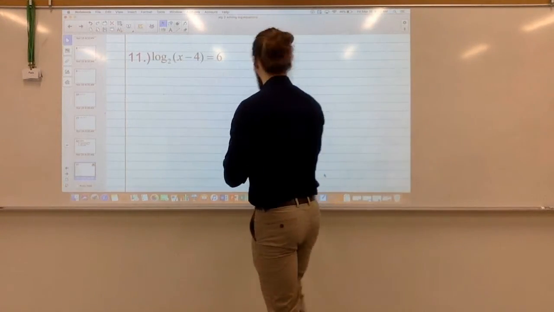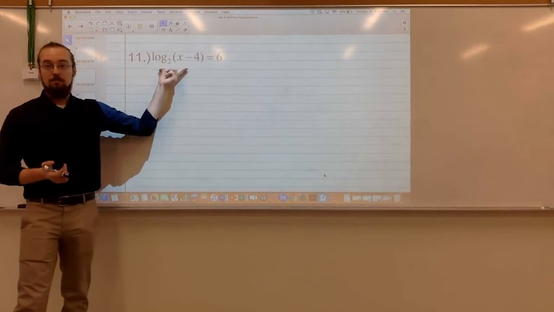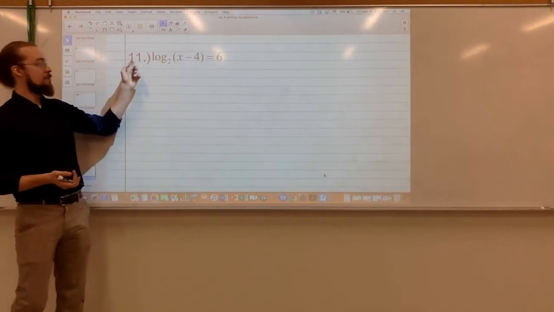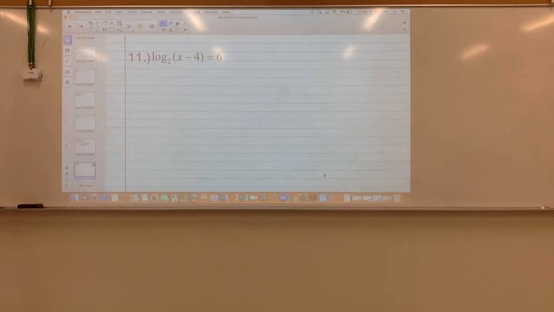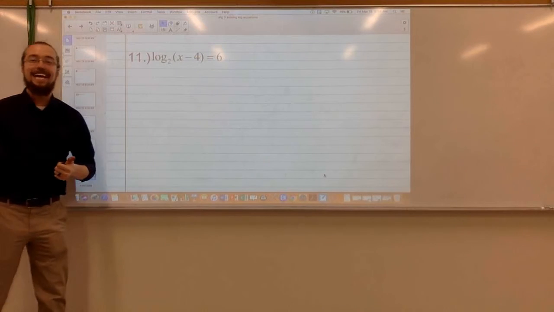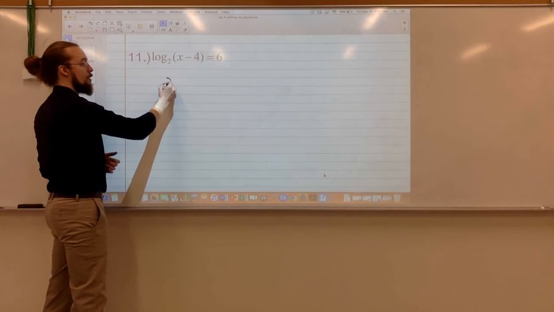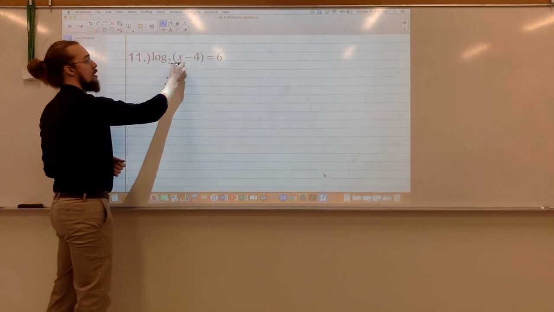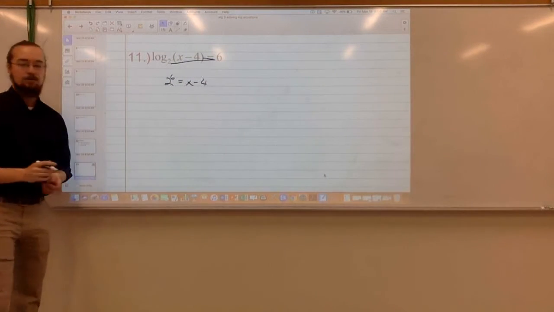Alright, so on this first example, I've got log base 2 of x minus 4 equals 6. So my first step is to condense and isolate the log. Well, I already have one log, and it is isolated. I'm not multiplying by anything. I'm not adding or subtracting anything outside of the log. So I can go ahead and go to step 2. Step 2 is rewrite in exponential form, which means the lazy 7 thing. So the base of the log will become the base of the exponential. Then we would say 2 to the 6th power equals x minus 4.